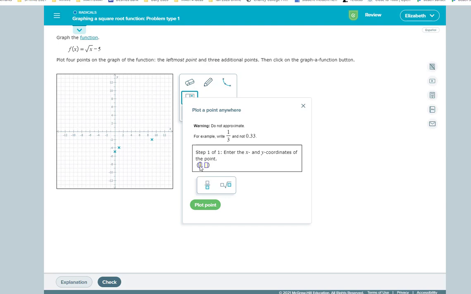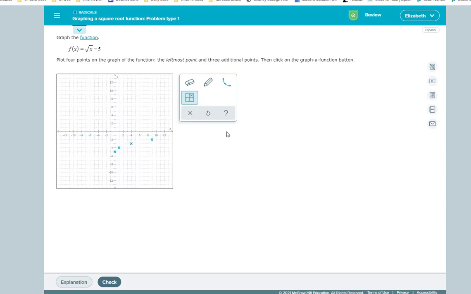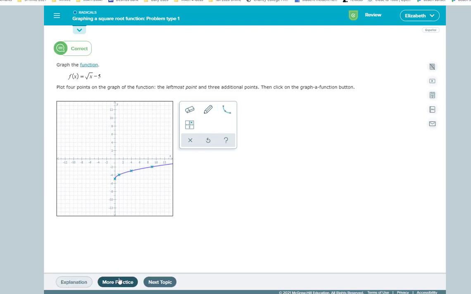Oops, I never plotted the last point. I took it out for some reason, so that was a 4, negative 3. All right, so I think that was correct. Let's connect the dots. You can see my square root function on there now, and we'll check that we are correct.